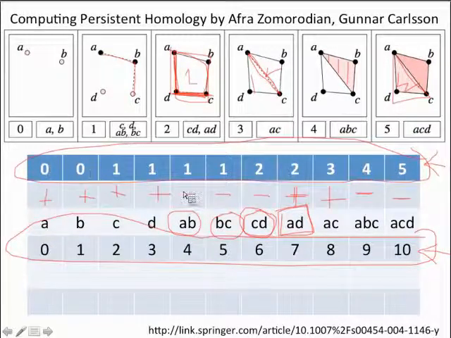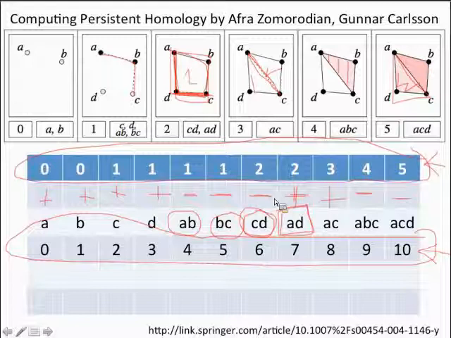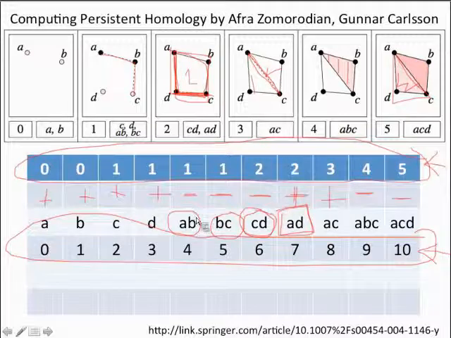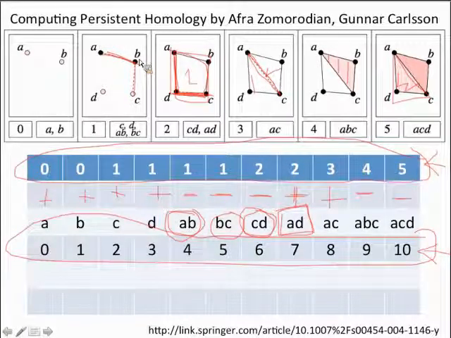So I'm going to take a look at all my negative ones, and I'm going to pair them with one of the elements of its boundary that we will say we're going to mod out by. AB has boundary A and B, so I could destroy either A or B. The computer needs us to make a firm decision, and our firm decision is we're going to kill the youngest. So if you're the youngest, I'm sorry, you're going to get destroyed.